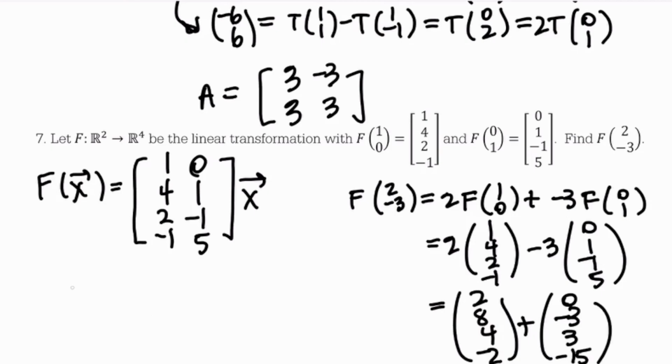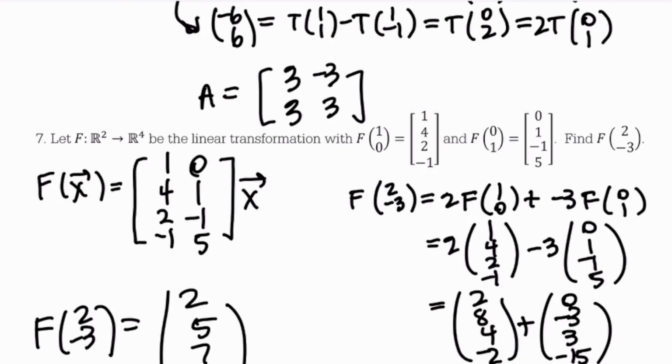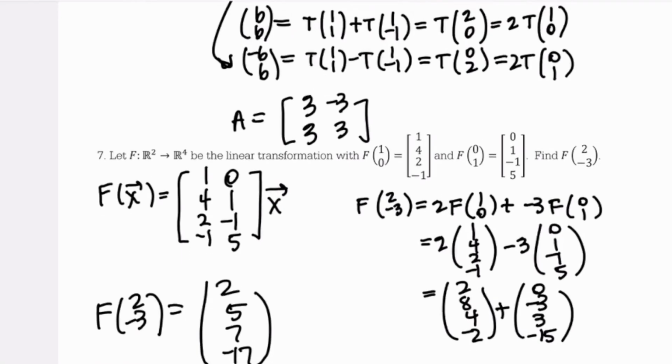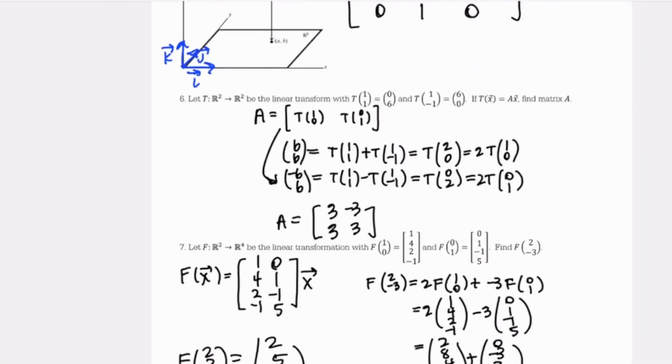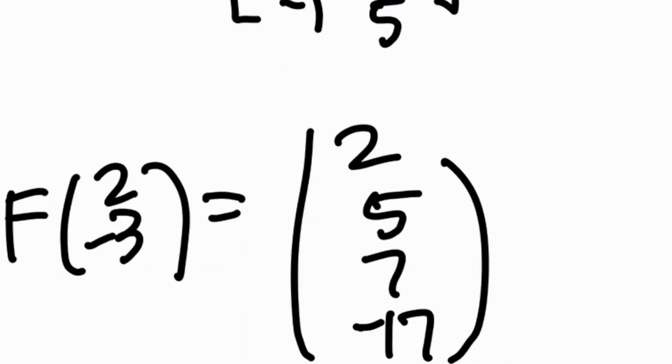And then that's going to equal 2, 5, 7, and negative 17. Oh, and that's not even close to on the shot. Okay, well, hold on, what do we got going on here? Okay. Alright, there you go, that's what I've got.